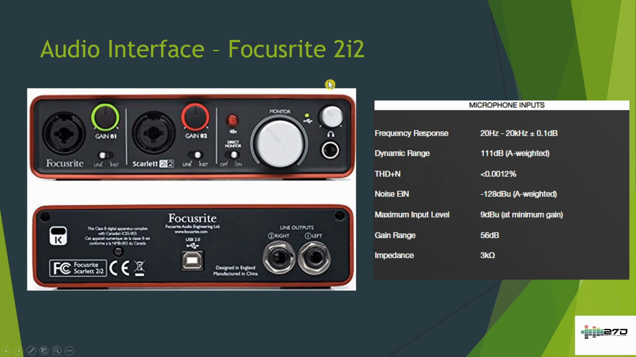But right, this is where we need to look at our specs again. Look at its frequency response. 20 Hz to 20k, that's fine. 111 dB of dynamic range, that's tremendous. Look at that gain range. If we've got somebody who's dead quiet on a dynamic microphone, we're able to boost it by 56 dB. That's shed loads in technical speak. So that's more than happy.